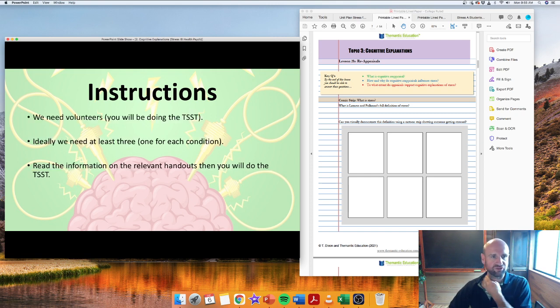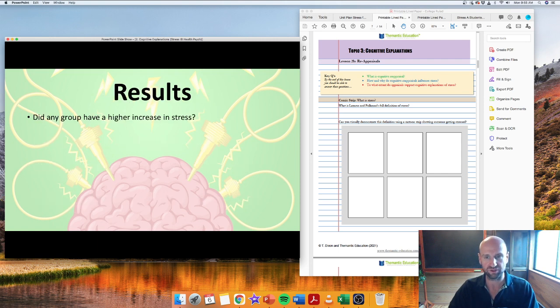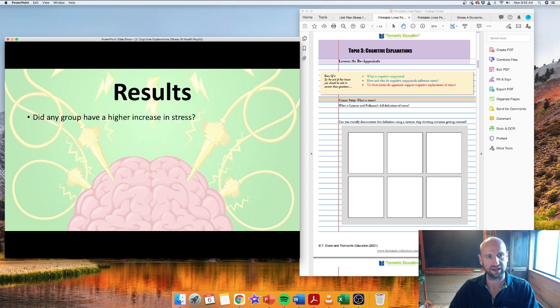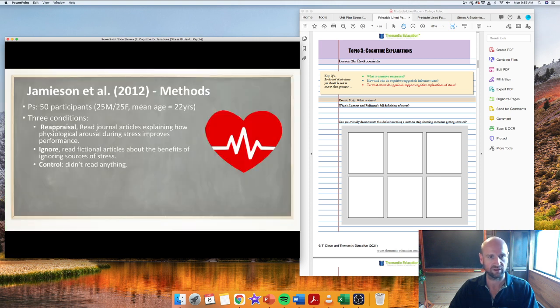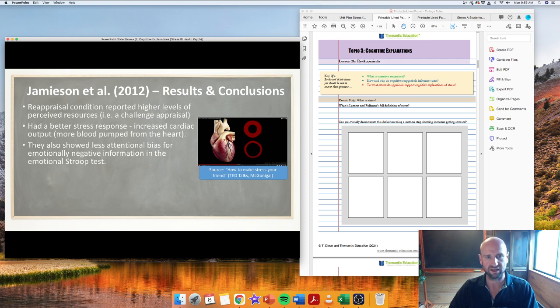Okay, so we can do the TSST, the Trier Social Stress Test. Now, all the instructions and the materials are in the activities file. I actually was lucky enough to get the original materials used in the original study. And so you can manipulate this by giving the students different information, and then they do the Trier Social Stress Test. I think there are some videos as well on this if you don't do it in class. But ideally, if you can set it up to do the TSST, I've allowed plenty of time in these lesson plans for that, because I know that it can take a little bit of time to do.